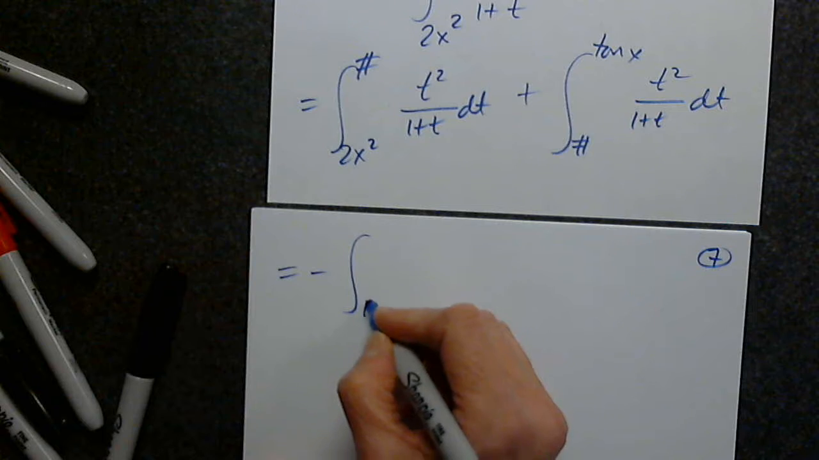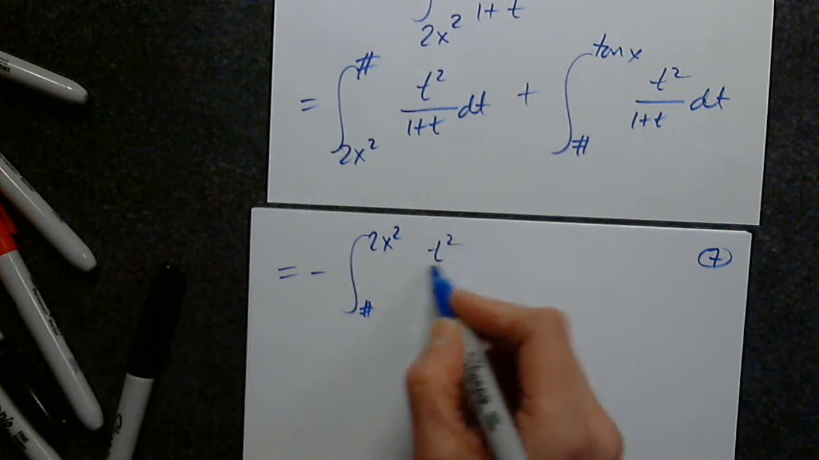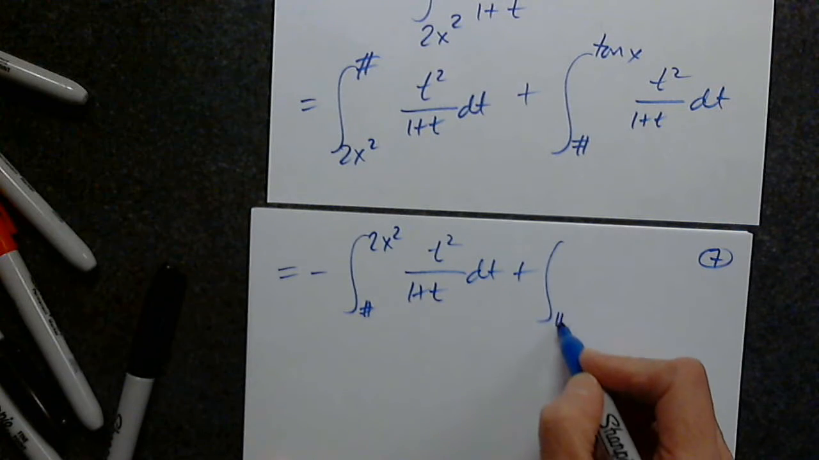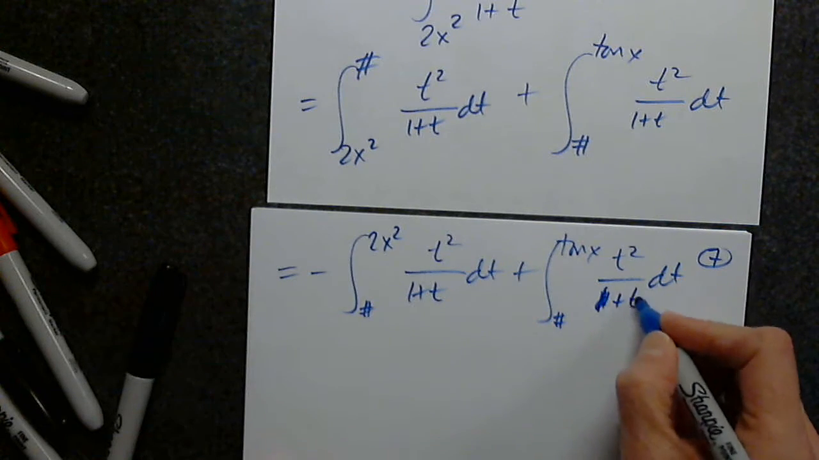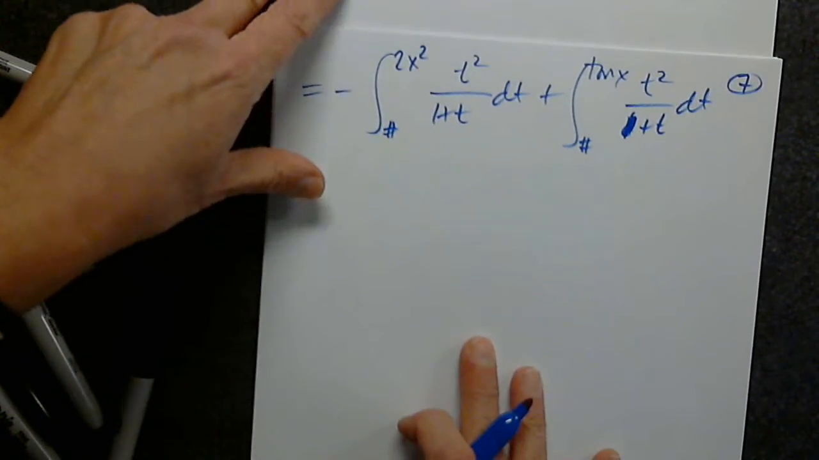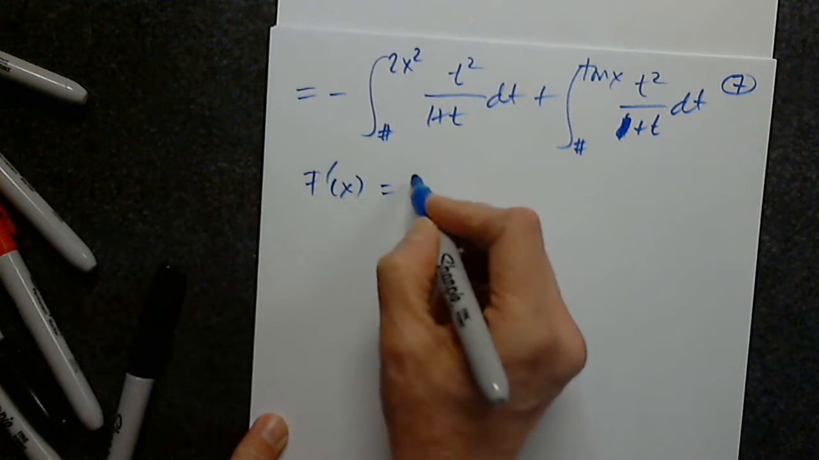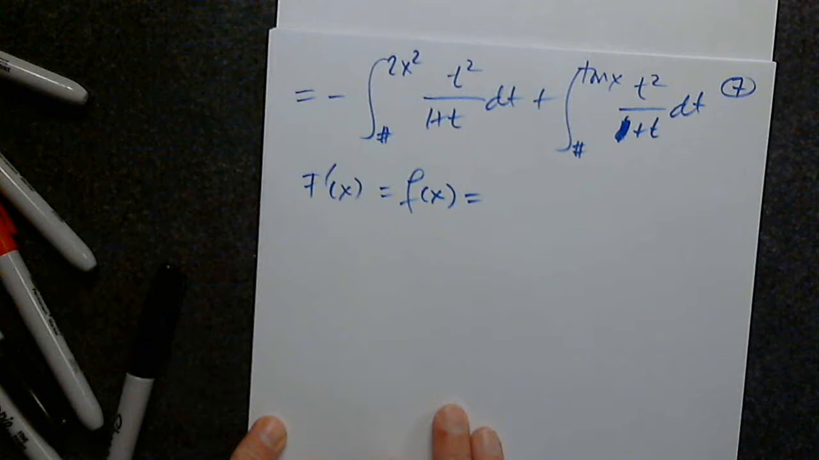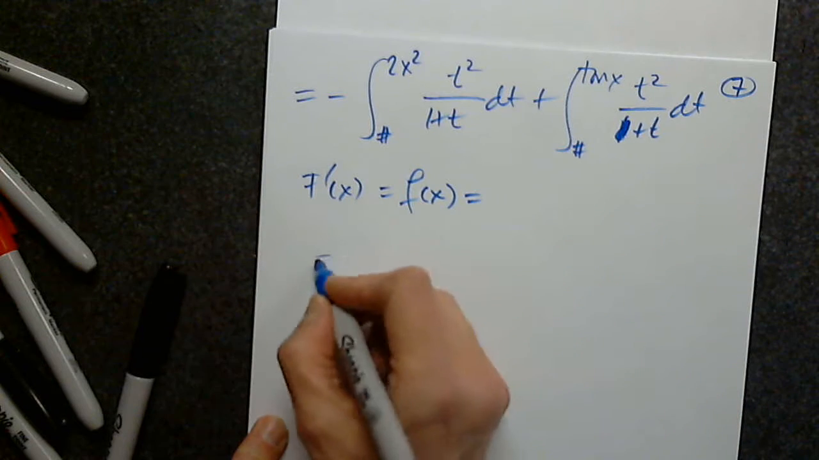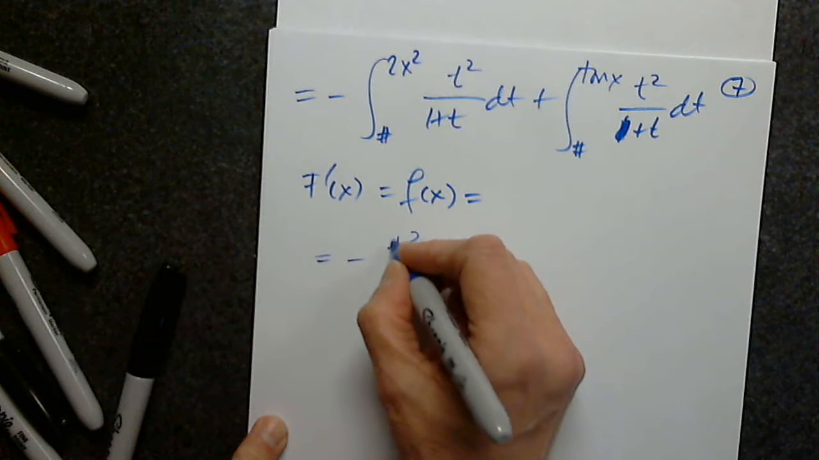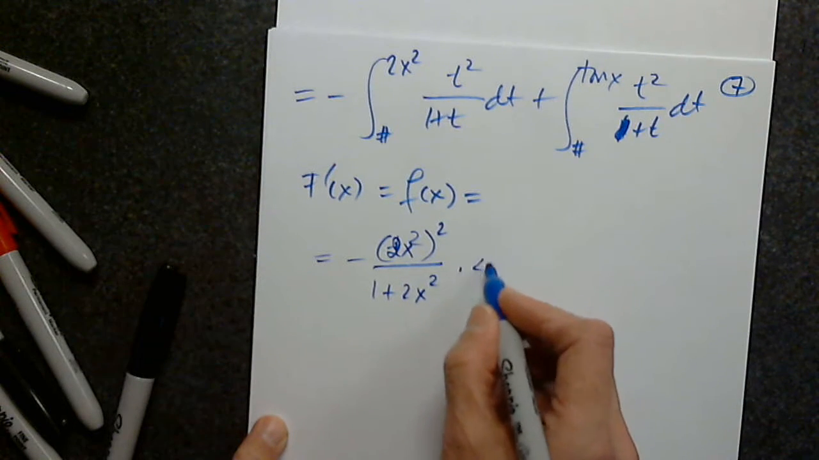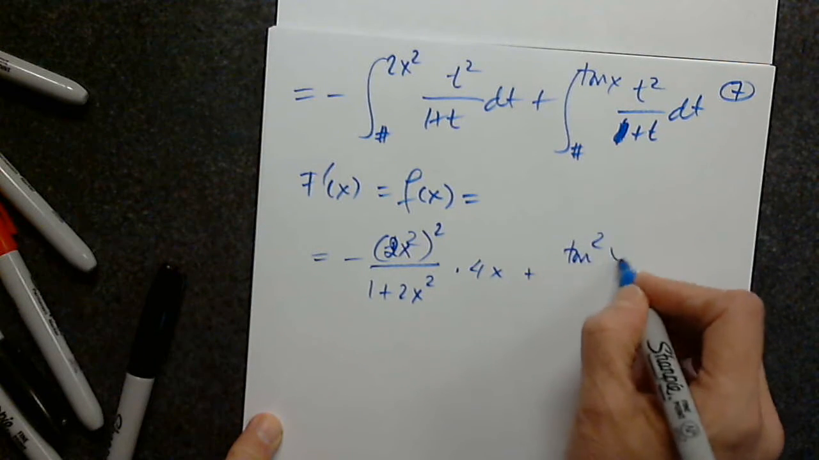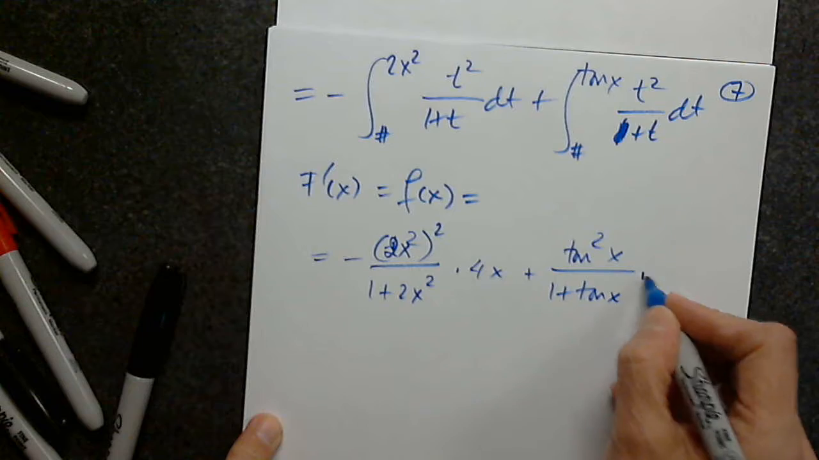So this is negative from that number that you choose. So now I can differentiate. So f prime of x is f, right? When we differentiate. Okay, it doesn't really matter. So then I have negative 2x squared over 1 plus 2x squared times 4x plus tangent squared over 1 plus tangent x times secant squared.